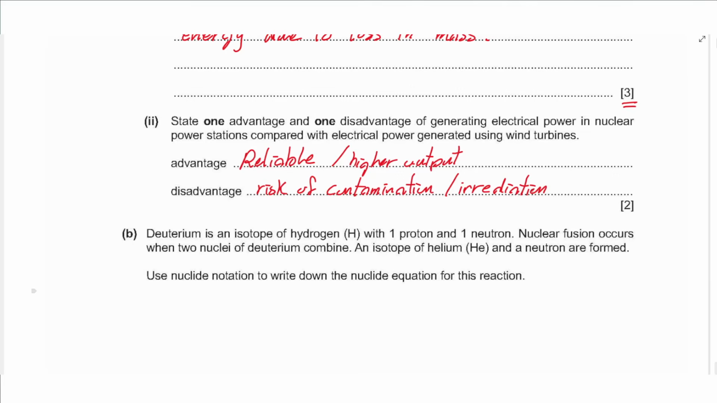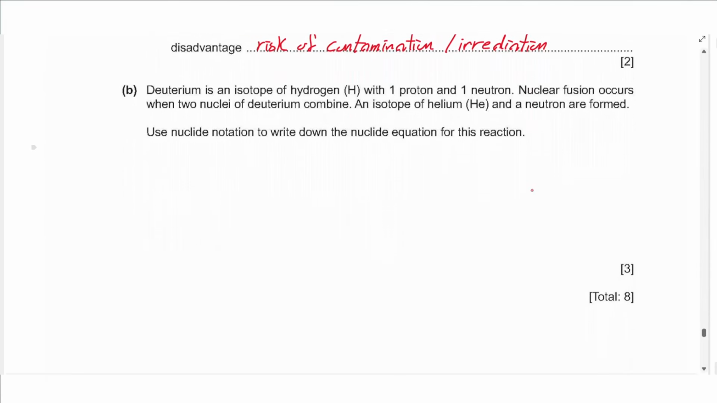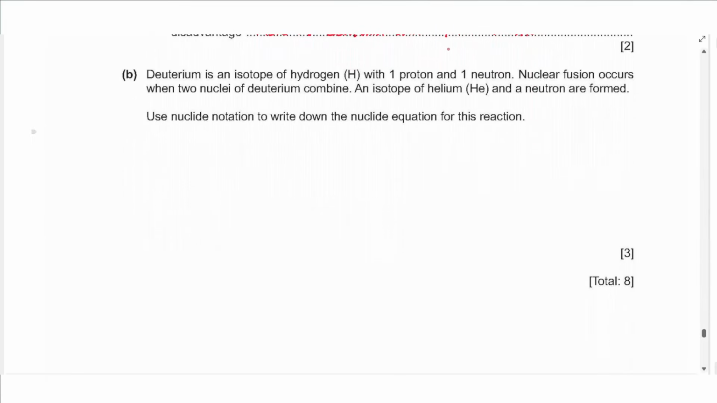the nuclear power station. Question B says, deuterium is an isotope of hydrogen with 1 proton and 1 neutron. Nuclear fusion occurs when 2 nuclei of deuterium combine. An isotope of helium and a neutron are formed after the fusion. Use nuclide notation to write down the nuclide equation for this reaction.